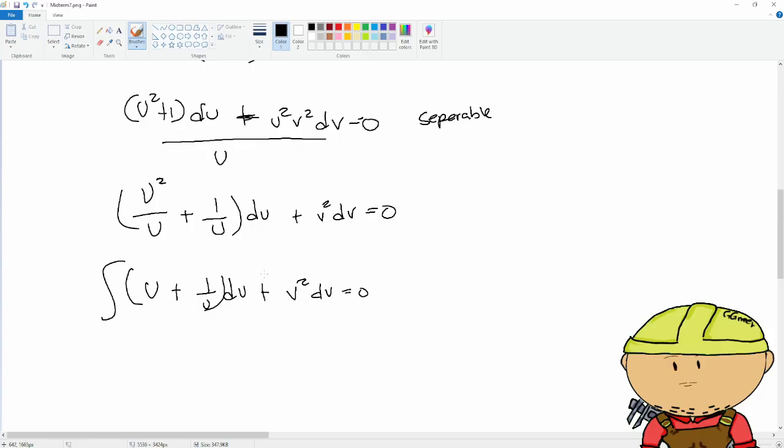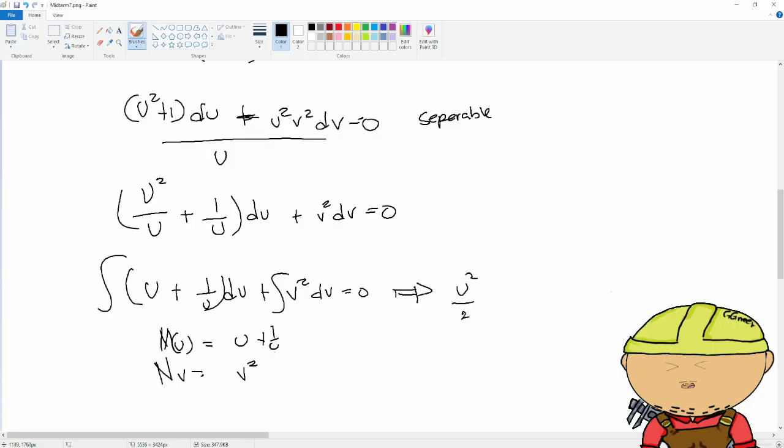Integrating both sides, because for a separable equation, the M of u is u plus 1 over u, and the N of v is v squared. Now integrating both sides, we are going to have u squared over 2 plus ln u plus v cubed over 3 is equal to c. Multiply both sides by 6: 3u squared plus 6 ln u plus 2v cubed is equal to c.